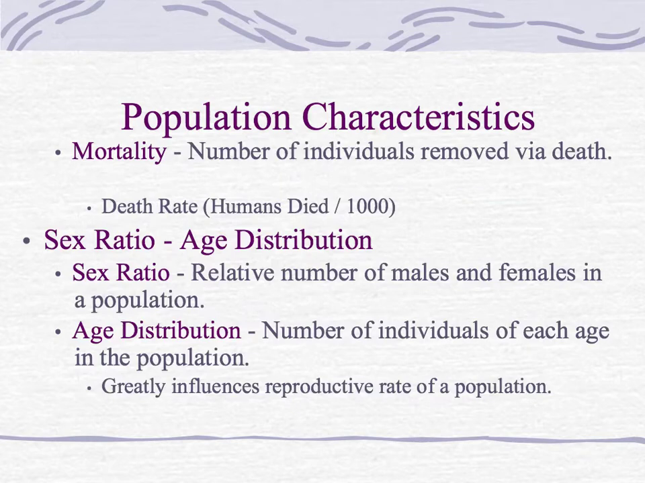The other population characteristic that we can use is mortality, which is the number of individuals removed via death. So death rate is, again, specific for humans, so the humans that die per 1,000. Another characteristic of populations is sex ratio and age distribution. So sex ratio is the relative number of males and females in a population. And age distribution is the number of those males or females in each age group. So we're going to see that here in a second.